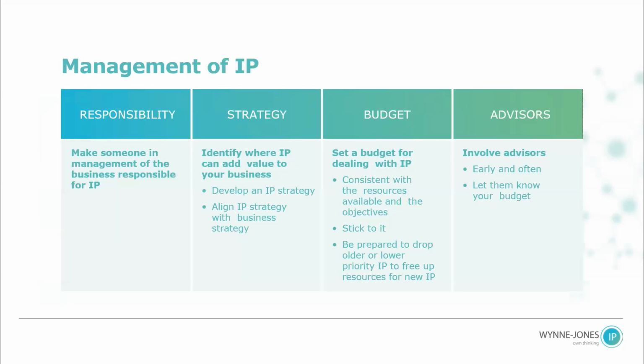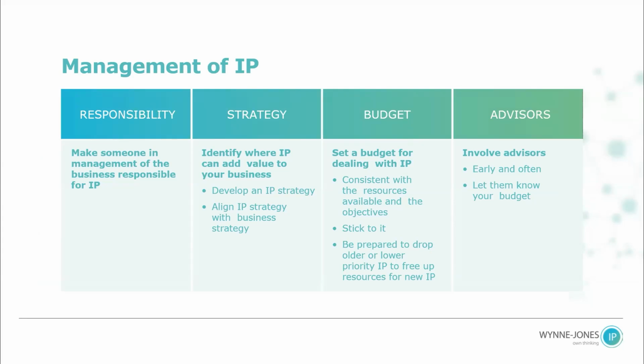Management of IP, we'll start to wrap things up now. There are some general approaches that you can take in a business for managing IP. First one is responsibility. You make someone in the management of the business responsible for intellectual property in the same way that you tend to make them responsible for other things like people and facilities and health and safety. It has to have a name on it because these rights, generally, if there's no one responsible, they don't get done. You need a strategy.